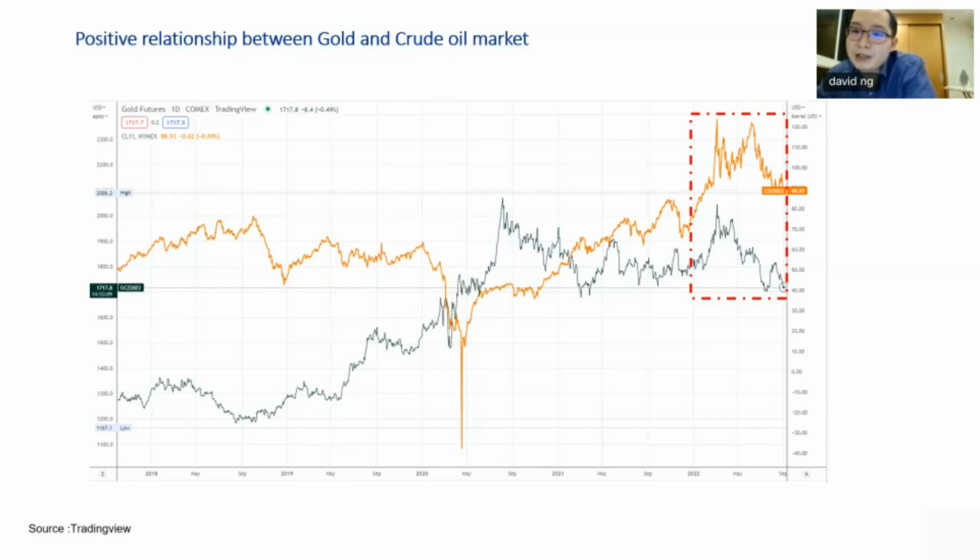Whether one can use crude oil to trade gold, I wouldn't recommend that, because crude oil, again, is a totally different product by its own. But the relationship between prices is quite interesting to watch, because these two particular products are displaying certain tendencies when it comes to prices.